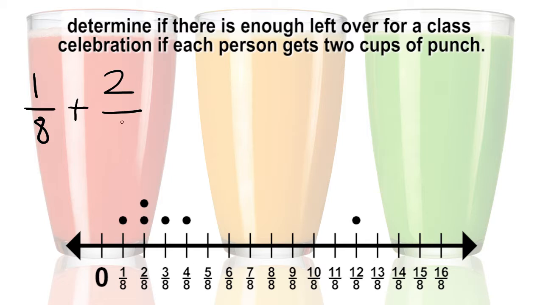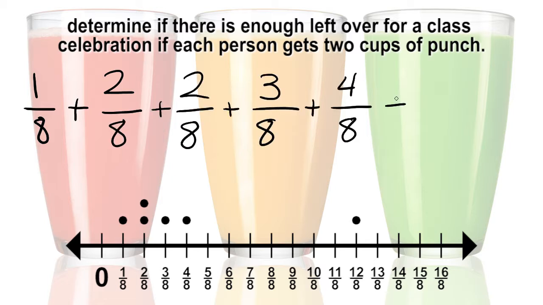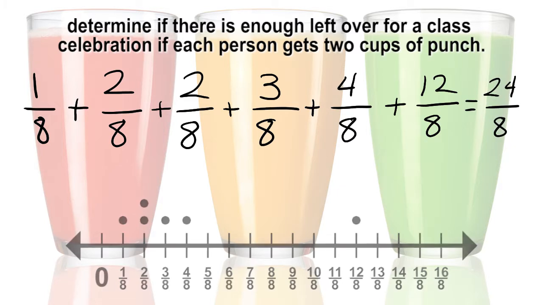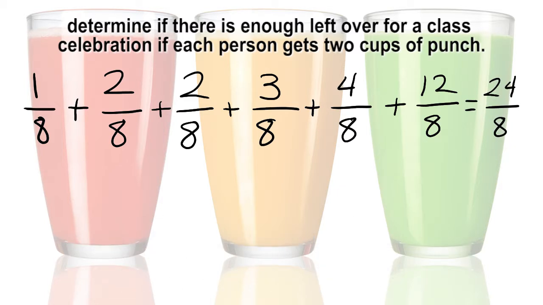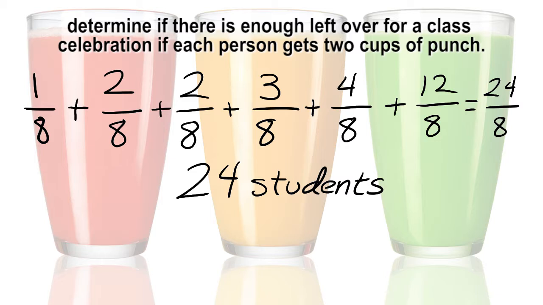1/8 plus 2/8 plus 2/8 plus 3/8 plus 4/8 plus 12/8 equals 24/8. Since 2 cups equals 1/8 of a gallon, we can only serve 24 students. This means if the class in question has 24 or fewer students, the punch is enough for each student to have 2 cups. If the class has 25 or more students, the punch would not be sufficient.